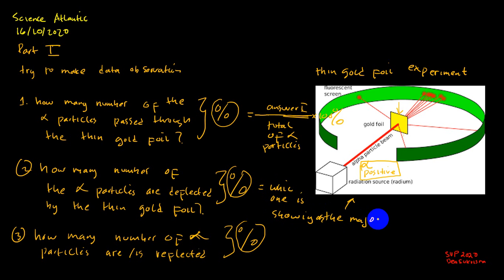For example, oh, the deflected is the majority. Most of the alpha particles are being deflected, or most of the alpha particles are being reflected, or most of the alpha particles can pass through easily. Which one is the most and which one is the least? So that's basically observing this data, observing the diagram in here.